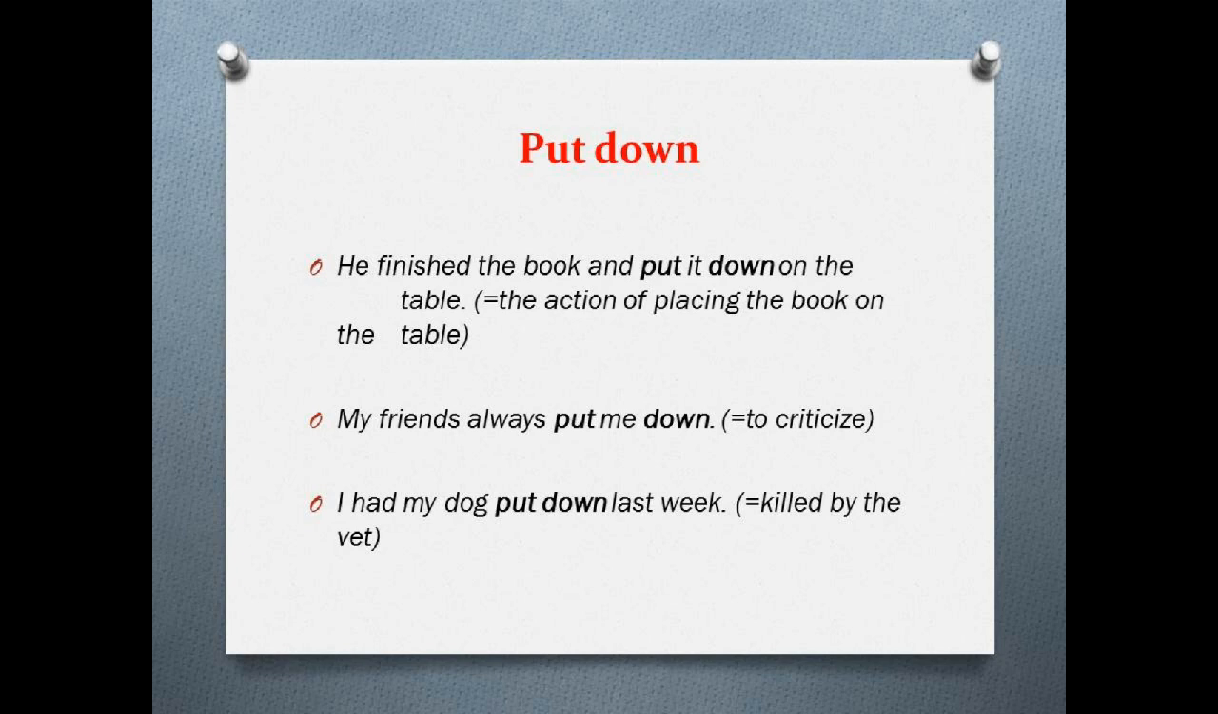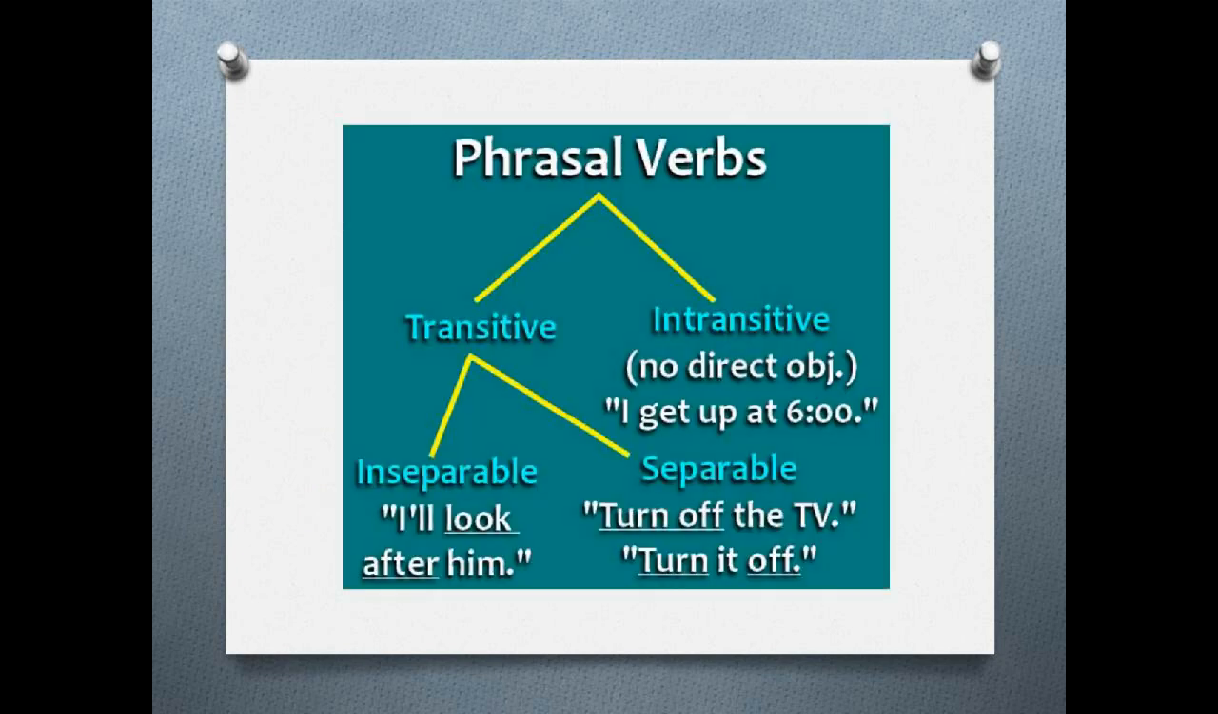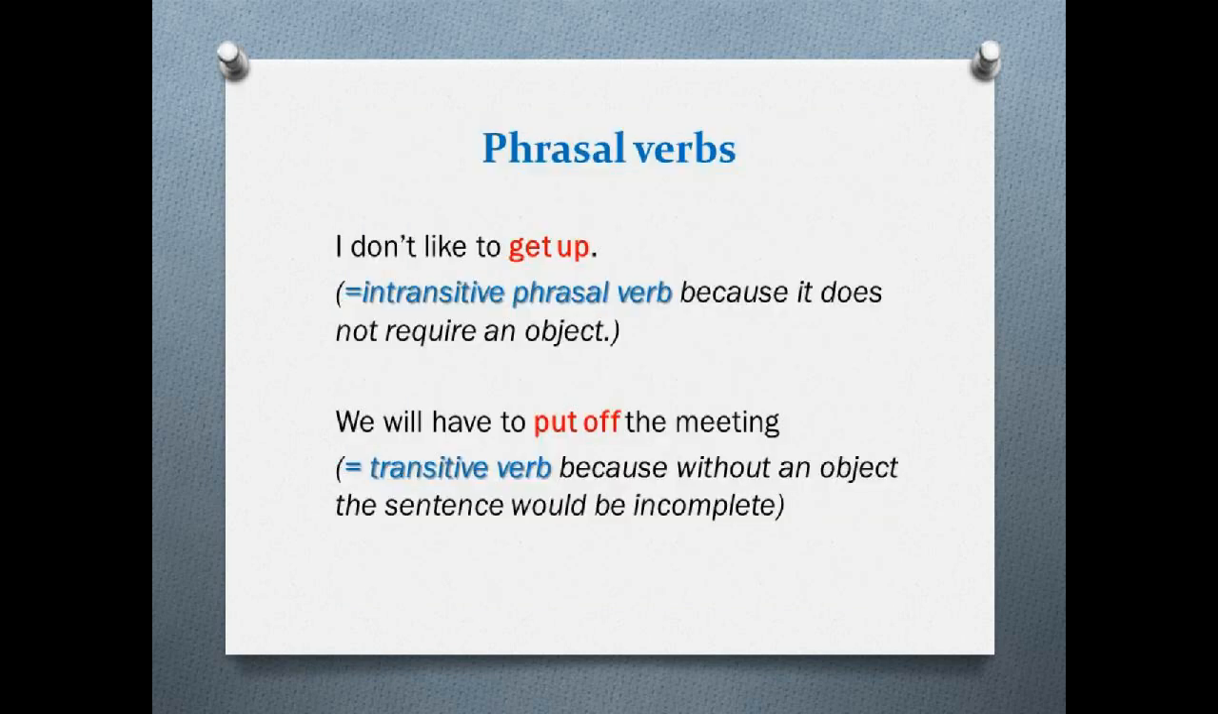Other information to be aware of about phrasal verbs. Like other verbs, they can be transitive and intransitive. Okay, I've given you some examples. Get up, an intransitive phrasal verb. It does not require an object. Put off, a transitive phrasal verb, because it does need an object. So I don't like to get up. You can finish the sentence there and you don't need an object like intransitive verbs.